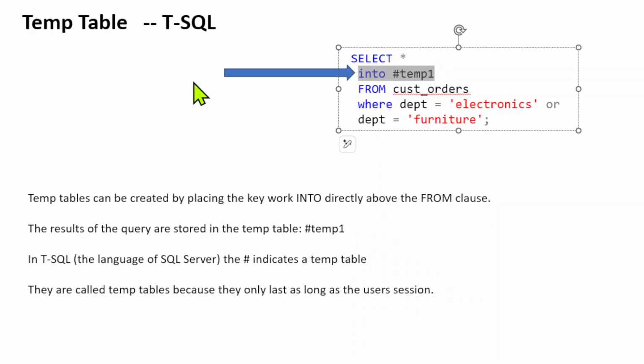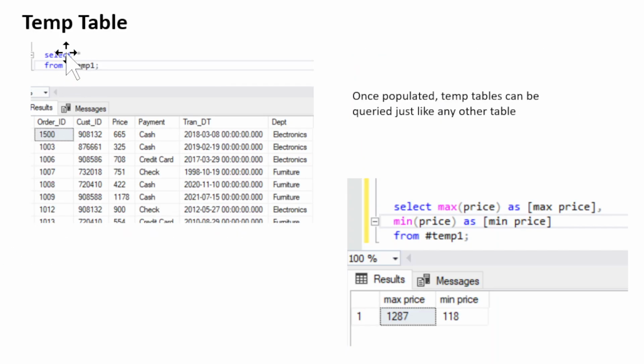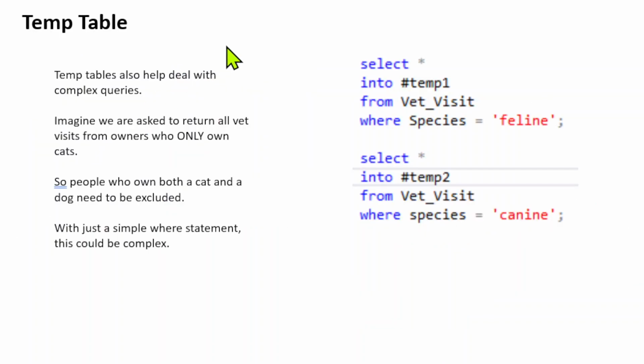So anyway, we create our temp table. And in another example here, we say select from temp. Again, you can treat the temp table just like you can any real table. That's what I wanted to show you here. You can treat it however you would another one. You can make more than one temp table. You can make as many temp tables as you want, okay? So temp tables can help deal with complex queries.